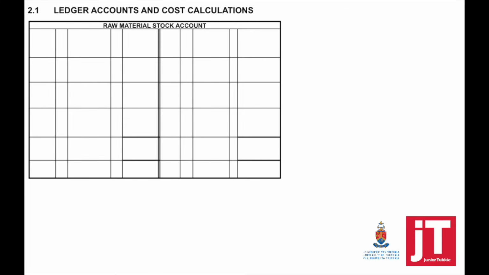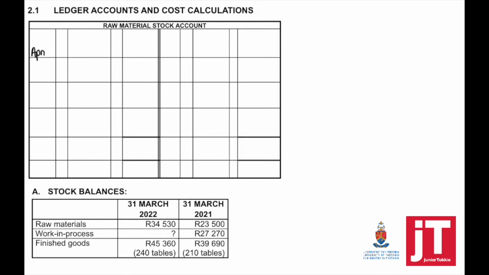So starting with the raw materials stock account, this is an asset, which means that the opening balance will always appear on the debit side. They provided the opening balance to us, 23,500. Then, raw material stock at the end, they've given the balance 34,550. Balance brought down means balance carried down. So when the opening balance and the closing balance is given to you, you should know that I will need to calculate the raw materials issued. And raw materials issued is an expense which is closed off to direct material cost.